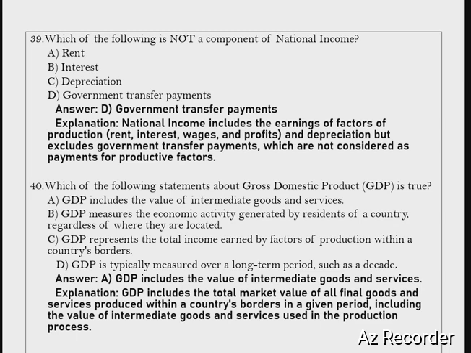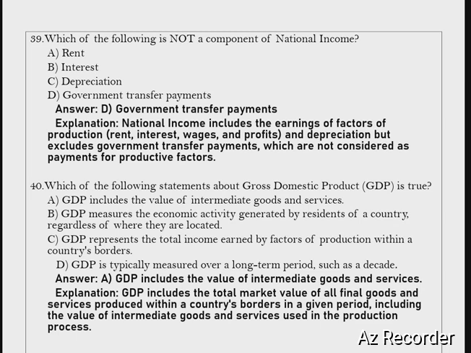Correct answer is option D. Explanation: national income includes the earnings of factors of production and depreciation but excludes government transfer payments, which are not considered as payment for productive factors. Next question: which of the following statements about GDP is true?